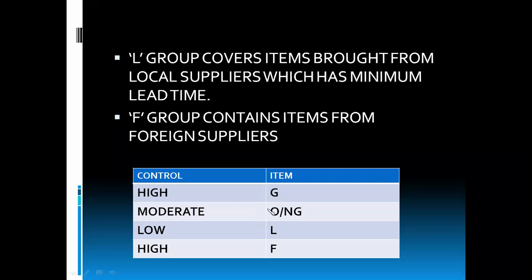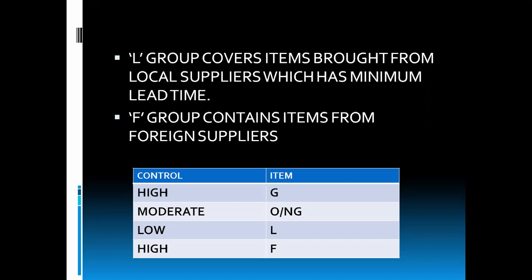Even if we place an order, it is not necessary that we will get the product on time, because the lead time could be more. So stocking of those items should be carefully done. For ordinary or non-governmental items, the lead time is moderate. We need to exercise control but not much control. For local items, we can exercise low control because they are from local suppliers with minimum lead time and could be easily available, easily procured.